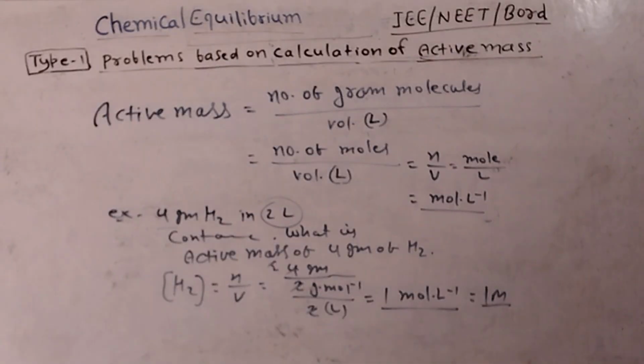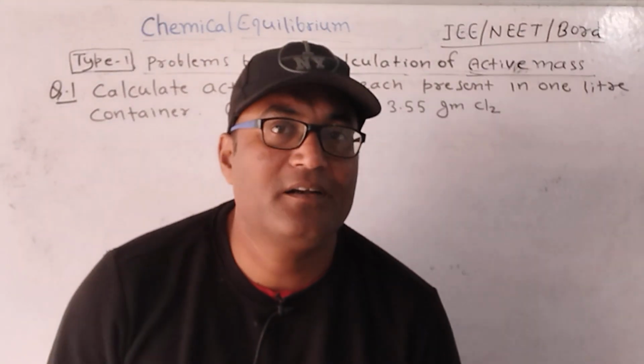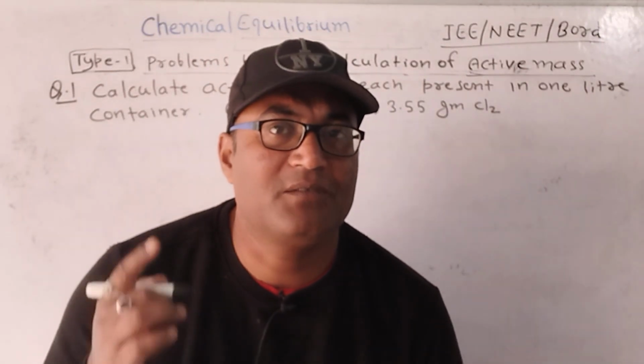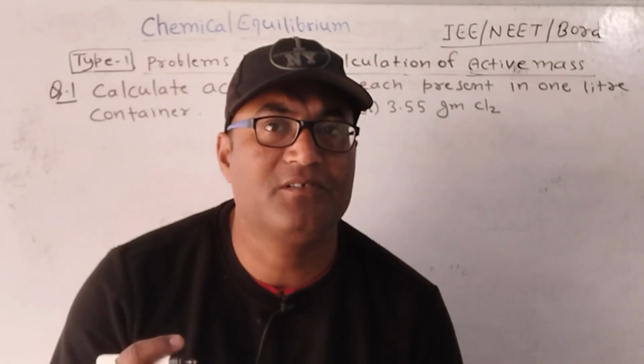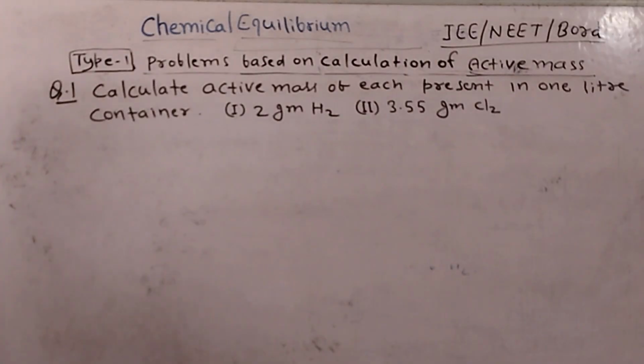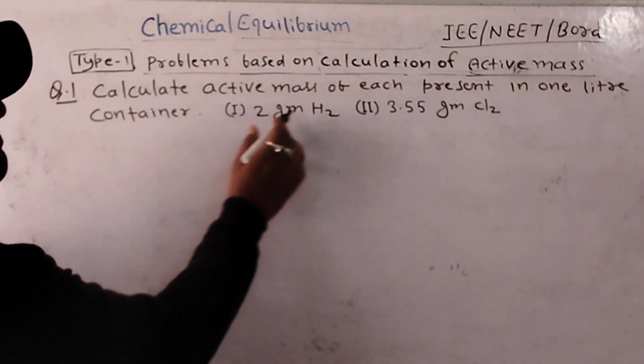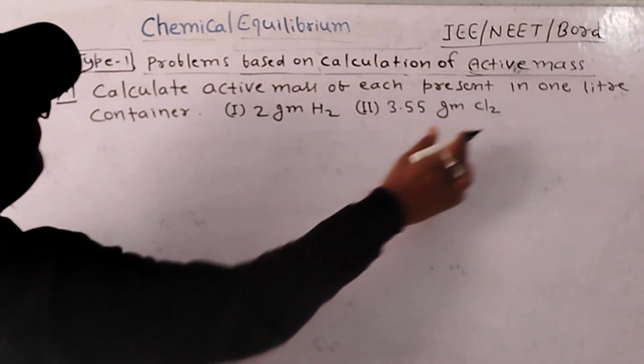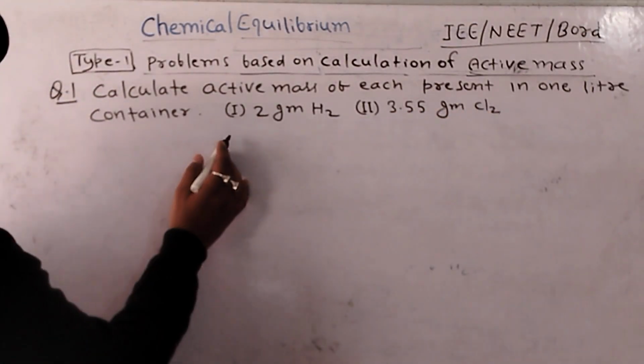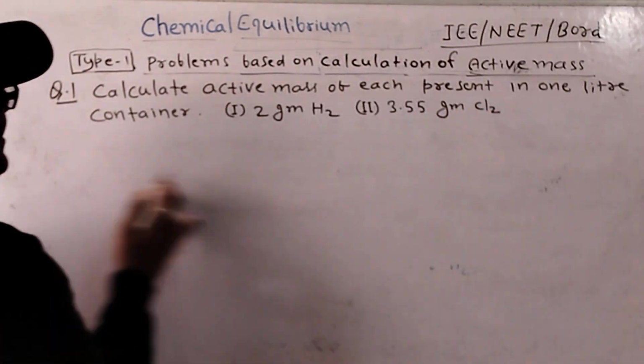This is the final answer. Hello dear student, now I am going to solve question number 1. This question is completely based on calculation of active mass. According to this question, calculate the active mass of each present in a 1 liter container. These two questions are given.